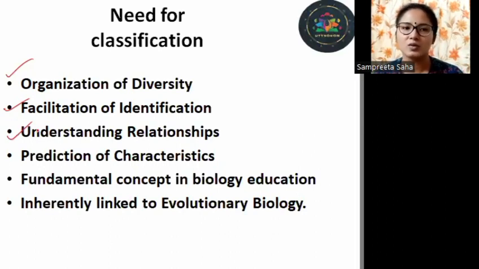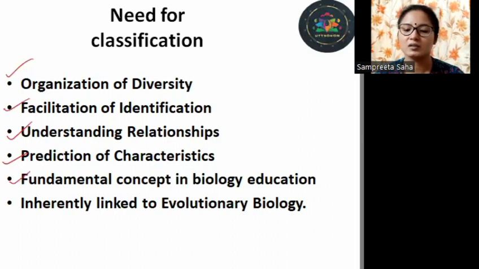Understanding of relationships. When we are placing two organisms in a particular group, obviously we are placing them on the basis of some relationship. It can be reproductive, evolutionary, morphological, anything. Prediction of characteristics. We already know certain groups and their characteristics. So when you look at an organism, if you already have prior knowledge of the standard characters, you can be 80% sure that a particular organism is from a particular genus or species. So that is prediction of characteristics.